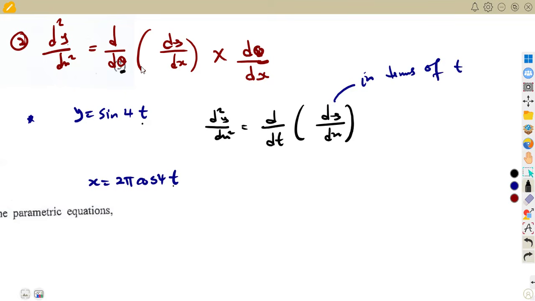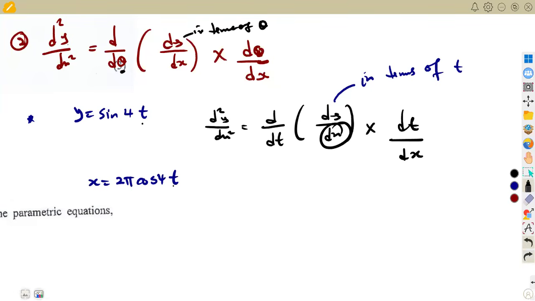If it is theta, then this one is going to be in terms of theta. It depends on what you're given. Times, we need to eliminate this dt, so we multiply by dt/dx, so that this also gives us the d x squared. So that's it. Let's fill in.